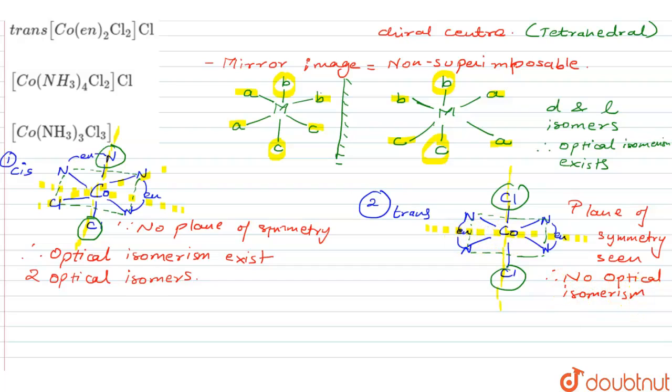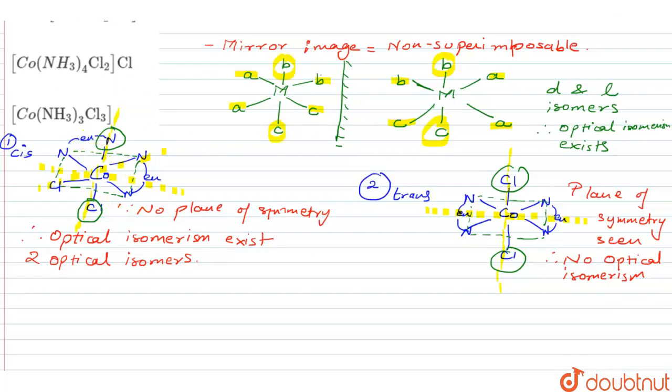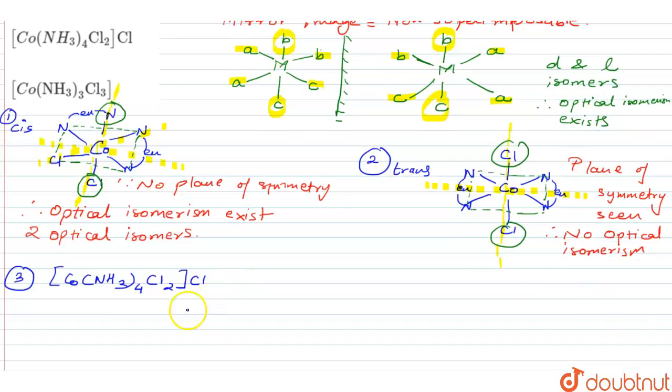Okay, fine. Now, moving on to the next structure. That's structure number 3. We are having Co(NH3)4Cl2 Cl. Now let us advance towards this structure. This structure is going to have 4 ammonia ligands, so I'm going to put them in this manner. And 2 Cl atoms in trans.